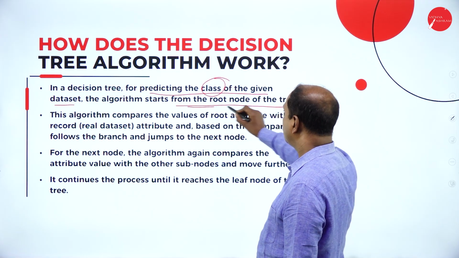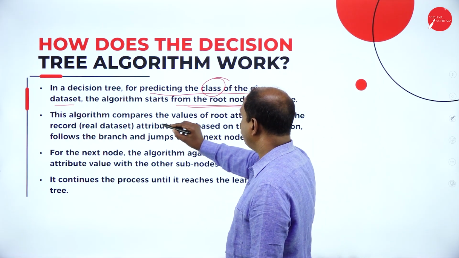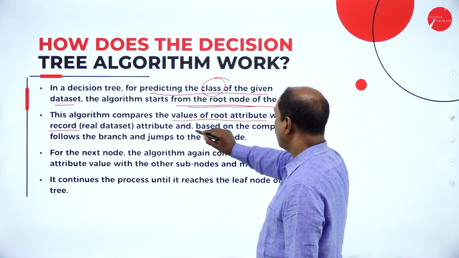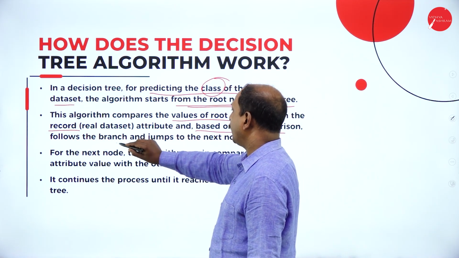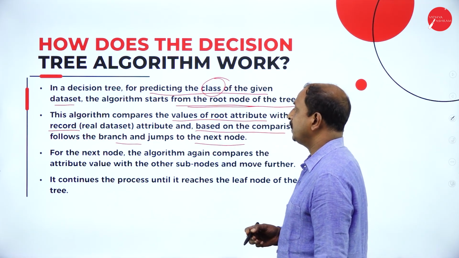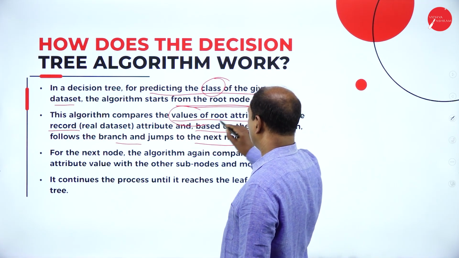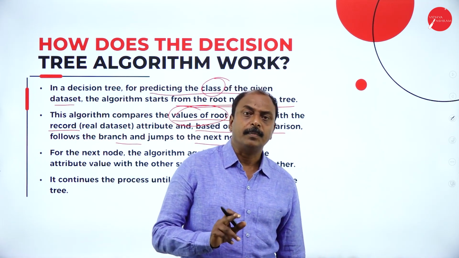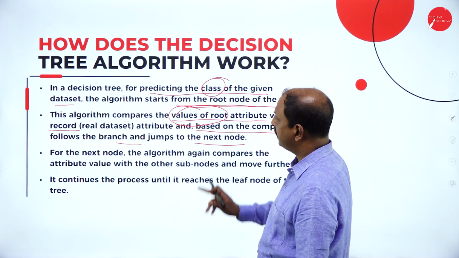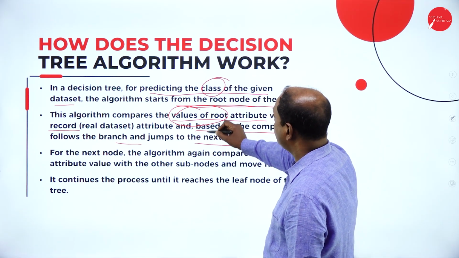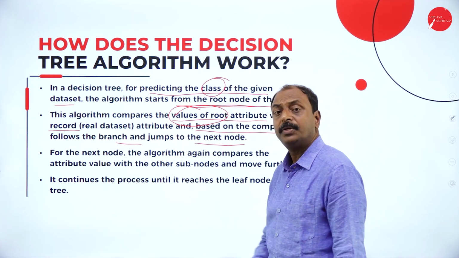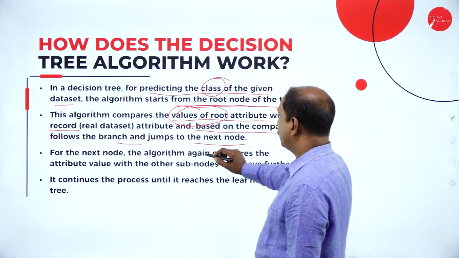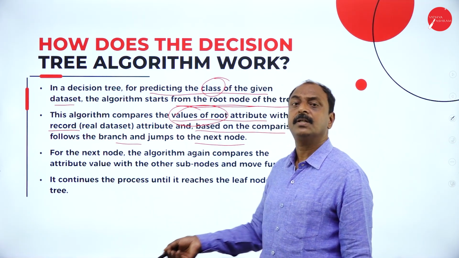It starts from the root node. Now this algorithm compares the values of the root attribute with the record, that is the real data set attribute, and based on the comparison, follows the branch and jumps to the next node. So the values at the node will be compared with the original data set. Based on that, it takes decisions and goes to some other branches. That is how the tree expands based on the decisions.